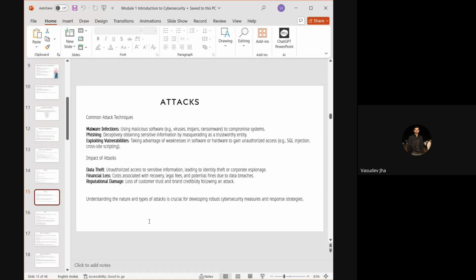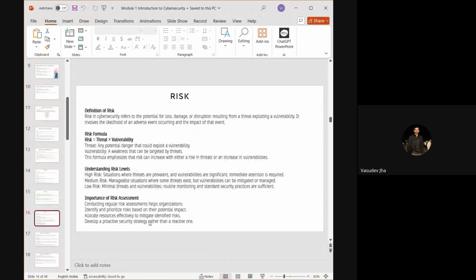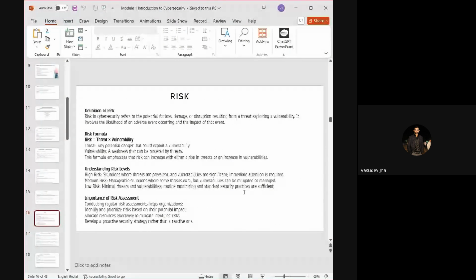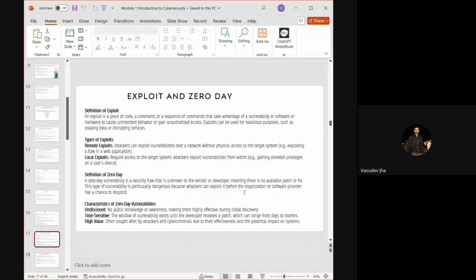Whatever the impact of cyber attack, we have already learned, so that is all the same and already clear. We also have some vulnerabilities mentioned, like zero-day vulnerability.